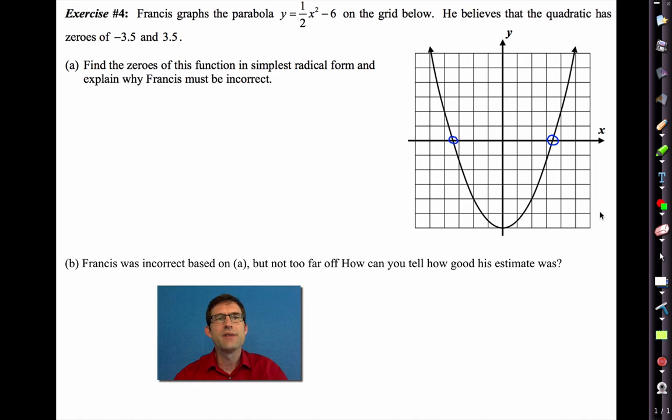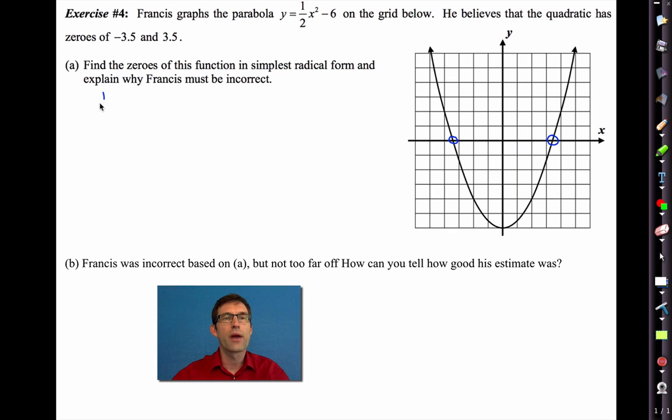Now, letter A says, find the zeros of this function in simplest radical form and explain why Francis must be incorrect. So what I'd like you to do right now is pause the video and find the zeros of this parabola in simplest radical form. So do it algebraically, and then we'll come back to it, okay? All right, let's go through it.